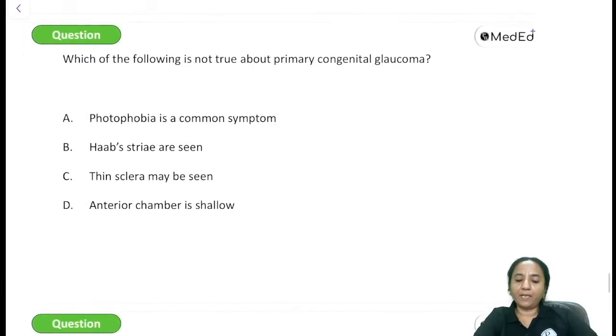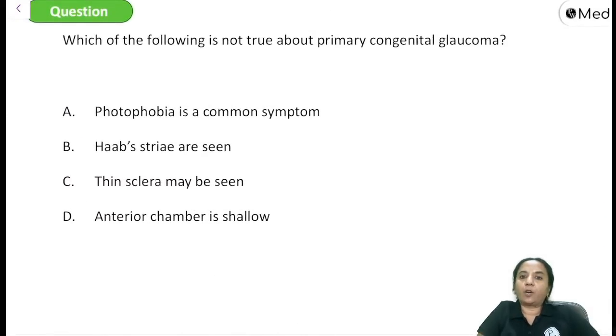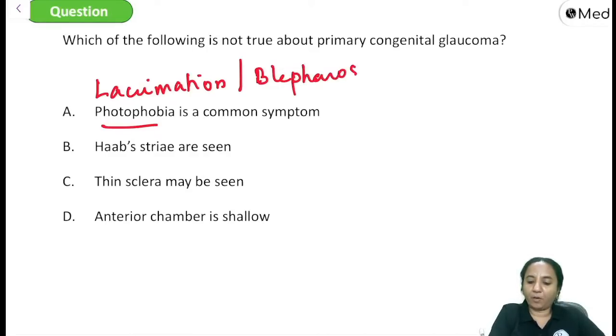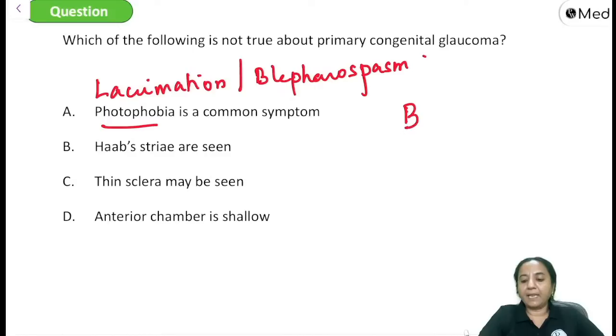Which of the following is not true about primary congenital glaucoma? Photophobia is a symptom, Haab's striae seen, thin sclera may be seen, and anterior chamber is shallow. Now remember, what is the triad of symptoms? It is lacrimation, photophobia, and blepharospasm. These are the symptoms of primary congenital glaucoma. And what is the most striking sign? The most striking sign is a large globe, that is buphthalmos.